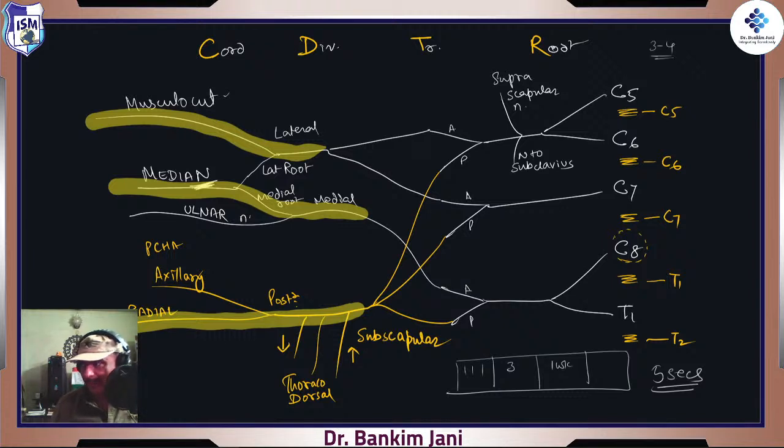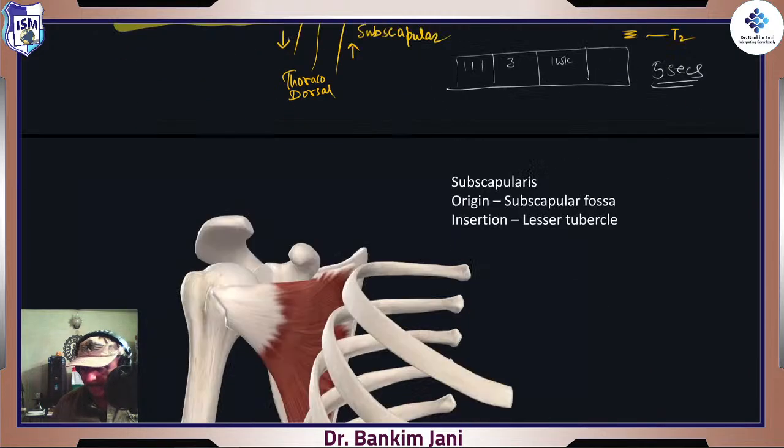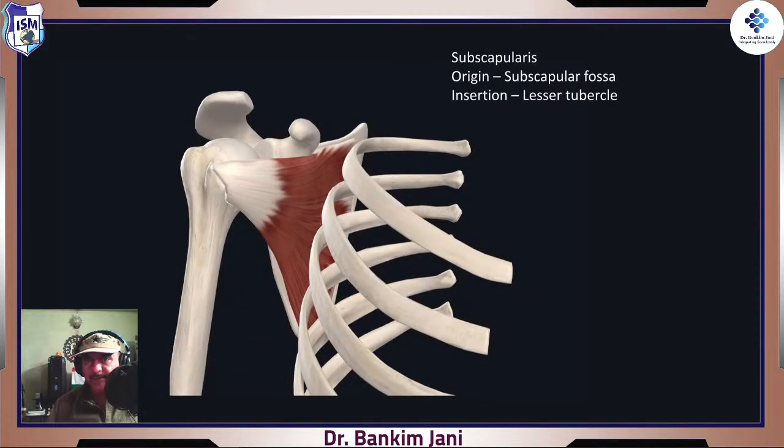Yes, Klumpke's palsy. That was also the second. Good. Okay, let's move further. So here it is. From this point onwards, you'll find that things are so easy, because everything will fall into its correct place. This is subscapularis, right? You know this. And its origin is the subscapular fossa. No doubt about it. We know this. And insertion is the lesser tubercle. Yes, this is the lesser tubercle, because the greater tubercle was the lateral-most bony prominence. True? Okay.